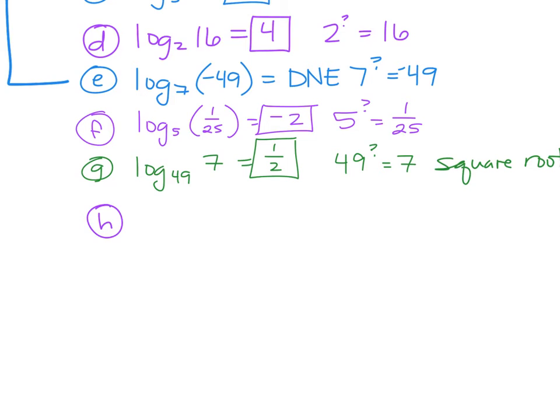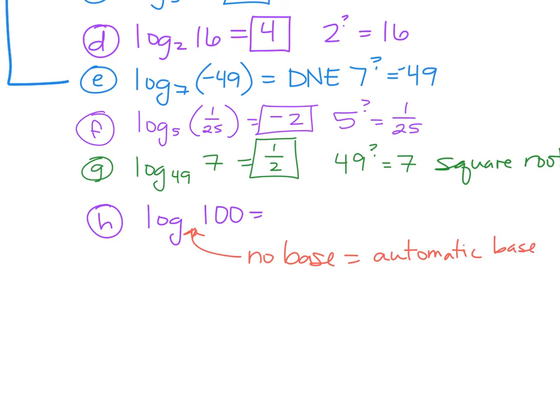All right, how about this one? This one looks different. It's just going to say log 100 equals what? Now here's what you need to know. If there is no base, it's 10. It's base 10, okay? You are automatically doing base 10. So if they don't put a number in there for you, you're assuming 10. So basically what they're saying here is 10 to what power is 100?